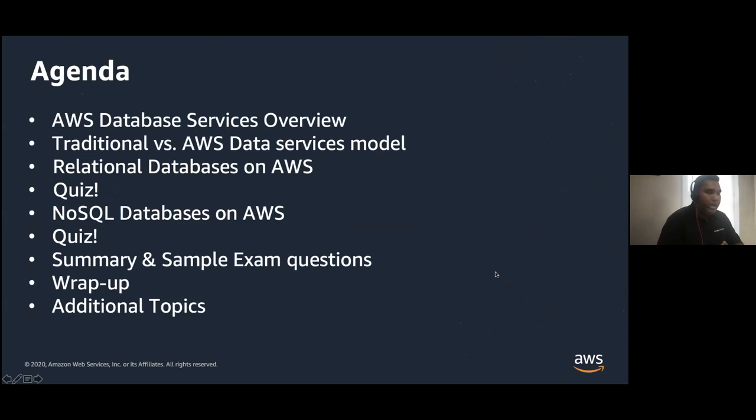As I was saying, I'd like to give an overview of the AWS database services, what is available today. We'll also provide an overview of the traditional versus the AWS model. And we were just discussing that a few minutes ago. Albeda Bhai was talking about it, so we'll talk a little bit about that. Then we'll also talk about the relational databases on AWS. There will be a short quiz, for everyone, just to go over some of the concepts that we discussed on the previous slides. Then we'll go into NoSQL databases.